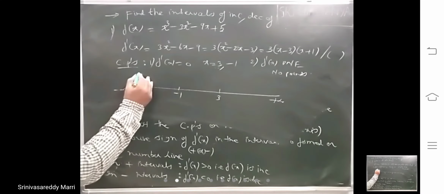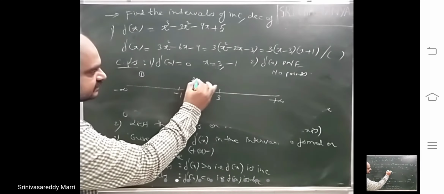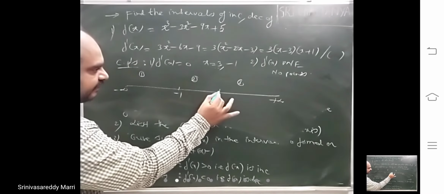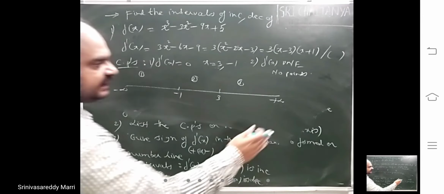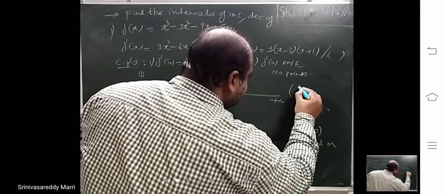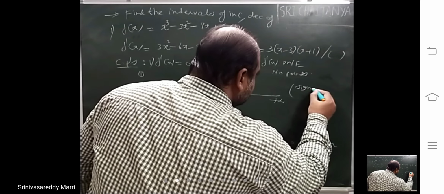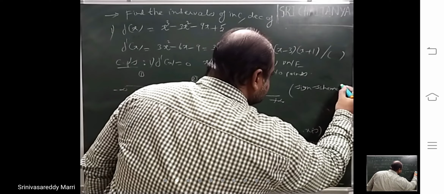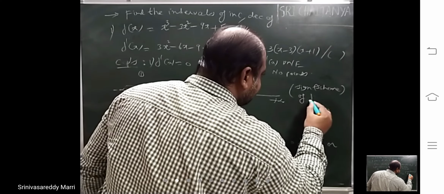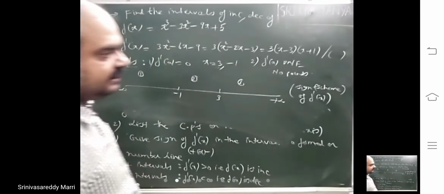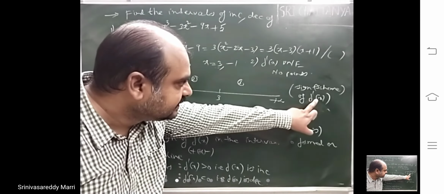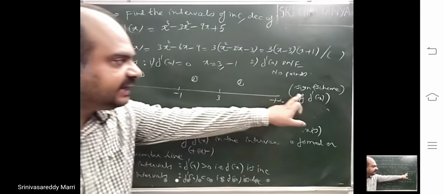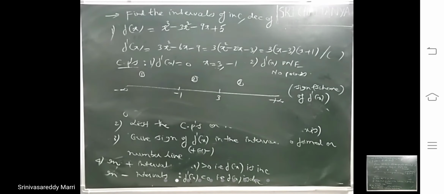How many intervals are formed? This is 1, this is 2, this is 3: first the interval till minus 1, then minus 1 to 3, and then 3 to infinity. This number line is called the sign scheme of f dash x. This number line indicates the sign, whether f dash x is positive or negative.